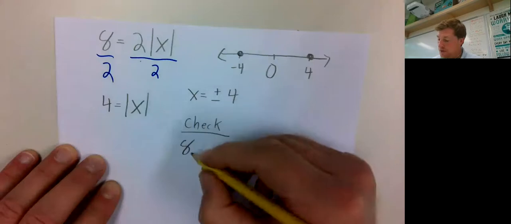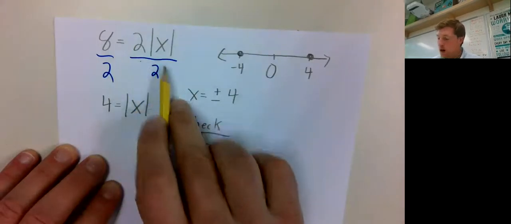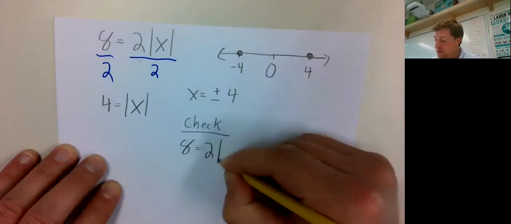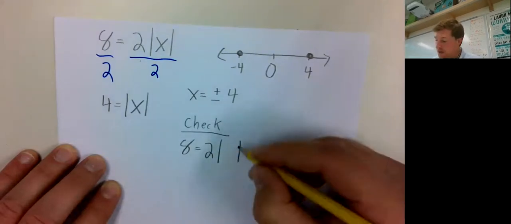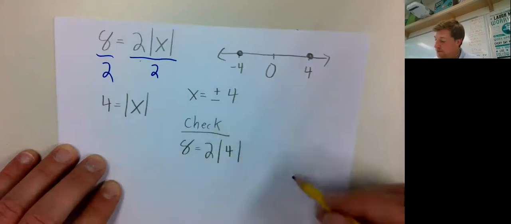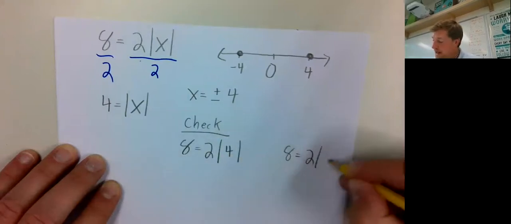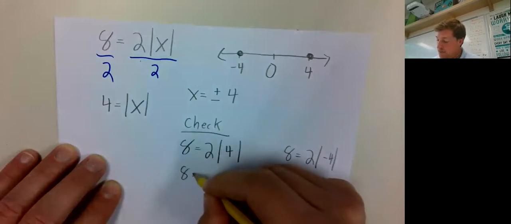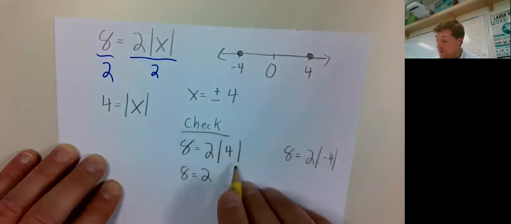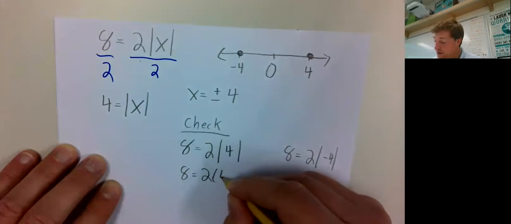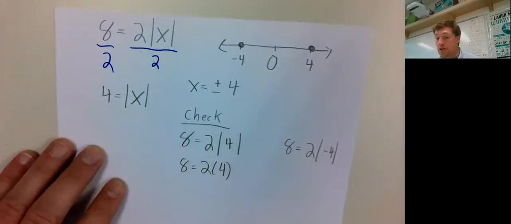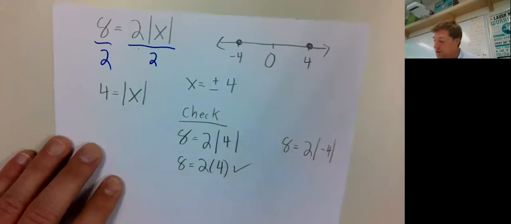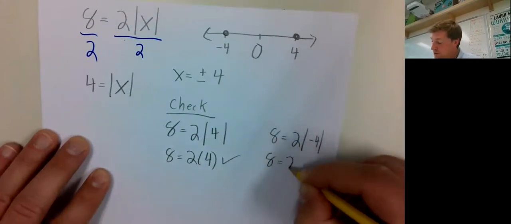So I'm going to take my original equation and I'm going to plug in one of our 2 values of x. So 8 equals 2 times absolute value of, let's just start with positive 4, and 8 equals 2 times the absolute value of negative 4. Well, 8 equals 2, the absolute value of 4 is 4. I'm going to put it in parentheses to show multiplication because we're losing our bars there. And I know that 2 times 4 is 8. Check, that works.